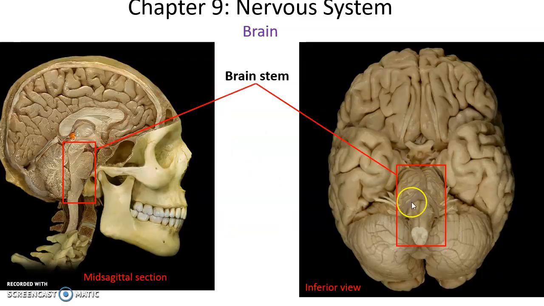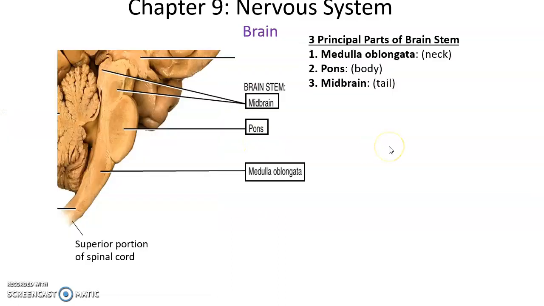All right, moving on to the brainstem. Here's an inferior view versus the mid-sagittal section. The brainstem, of course, connects to the spinal cord. It's one of its functions. The brainstem can be broken into three regions: the superior midbrain, the middle pons, and the inferior medulla oblongata that connects to the spinal cord.